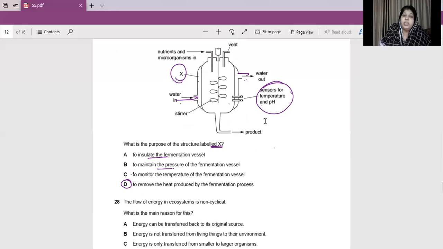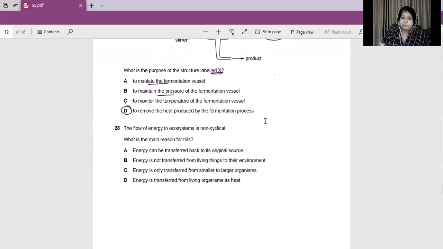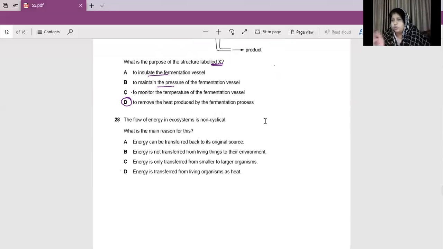The energy flow in an ecosystem is non-cyclical. Energy is not flowing in a cycle. What is the reason for this? The reason is that energy cannot be transferred back into the original resource. It is impossible that whatever energy is there returns to the sun.